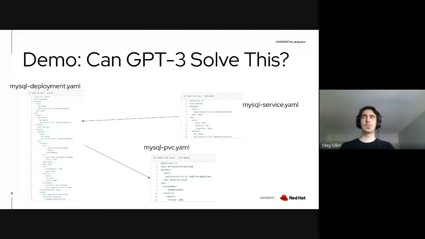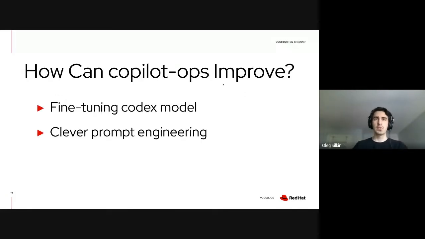So let's go into how it can improve. There's something called fine-tuning, which is essentially training, but through OpenAI's API. What you do is you generate a bunch of files and you say, okay, this is the input and I want this desired output. So doing that for the YAMLs will yield better accuracy overall, and it'll be closer to what we want.